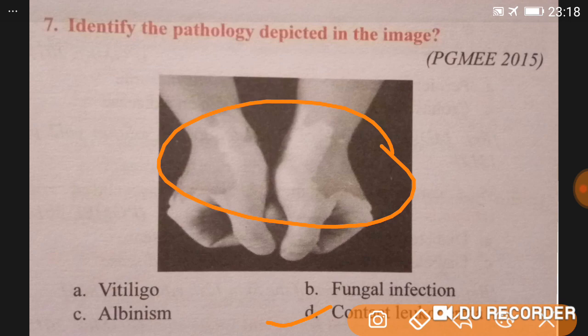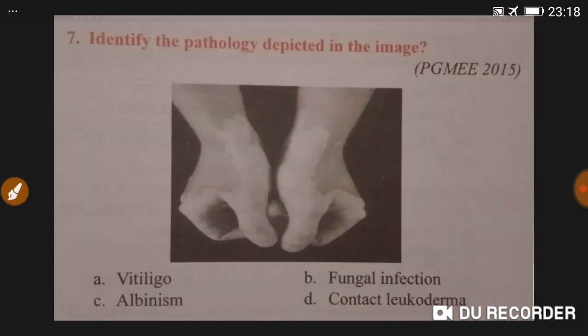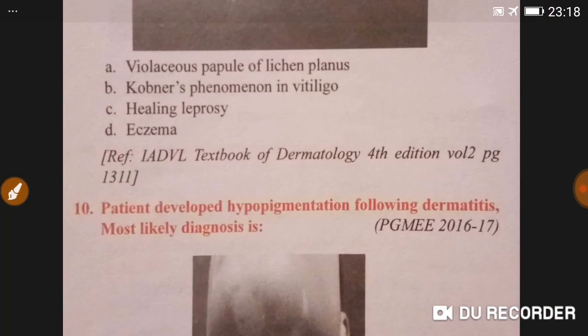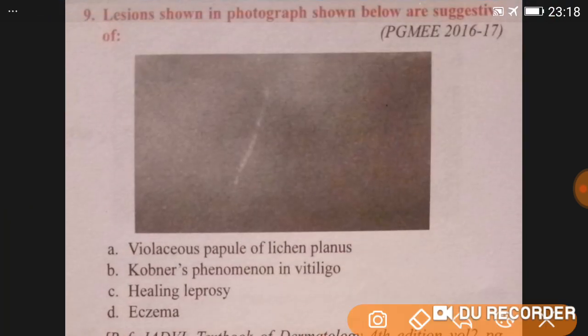Till here, it's very much clear for you. Now, let's take individually. Lesions shown in photograph shown below are suggestive of. See guys carefully. Answer here is Koebner's phenomenon in vitiligo.